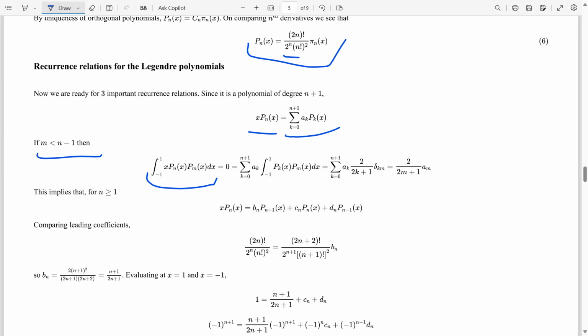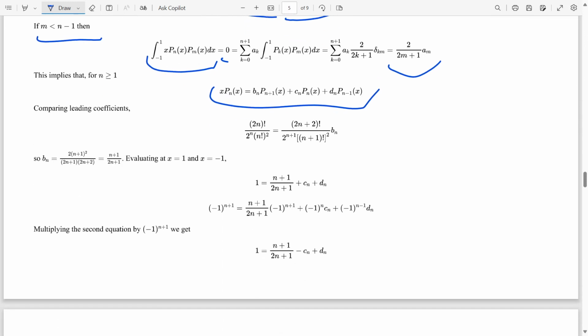On the left, we get 0 by orthogonality, and on the right, only the term with Pm of x survives, so this projects out its coefficient, a sub m. That's called Fourier's trick. Thus, all coefficients except for the top 3 are 0, and we only have to evaluate them to complete the expansion.